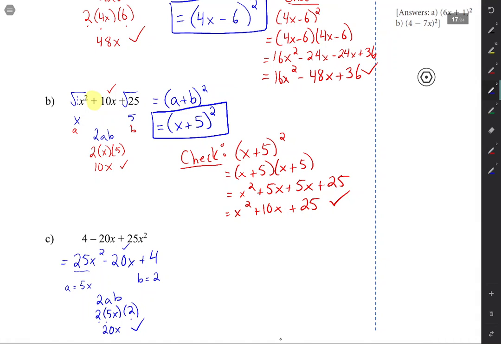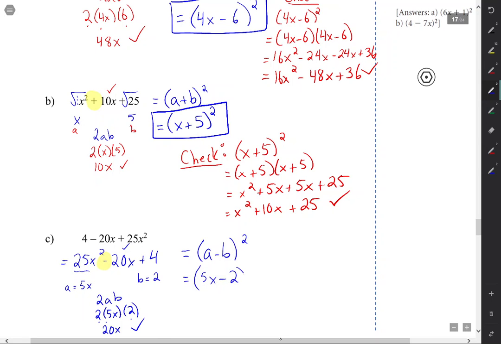So let's take our shortcut. Remember to always look at the sign that's here to determine whether it's going to be a plus b or a minus b. So in this case, there's a negative sign or a minus sign. So we're going to write it as a minus b squared. Or in other words, a this time is 5x and b is 2. So 5x minus 2 squared.